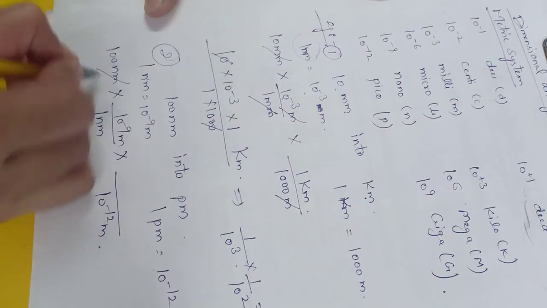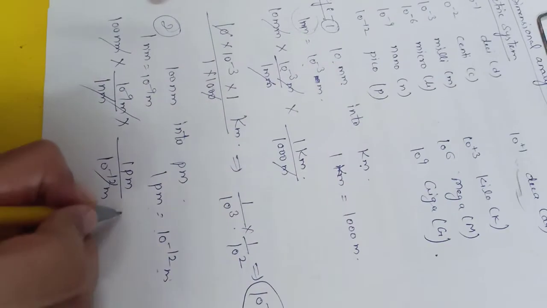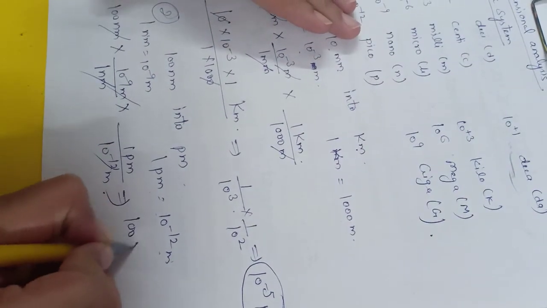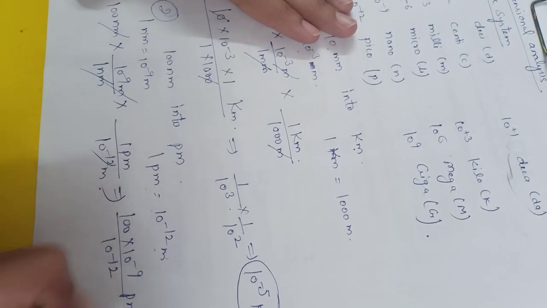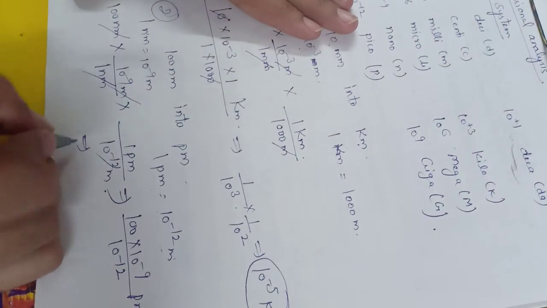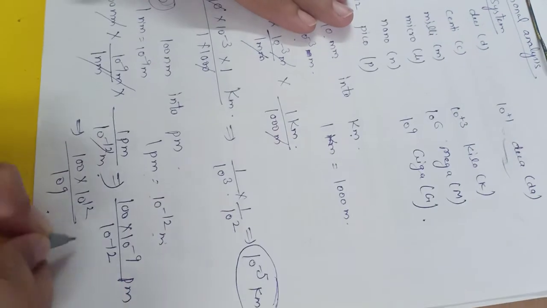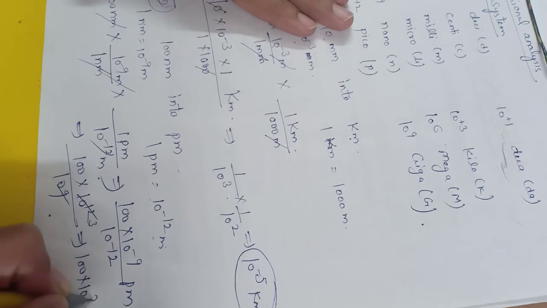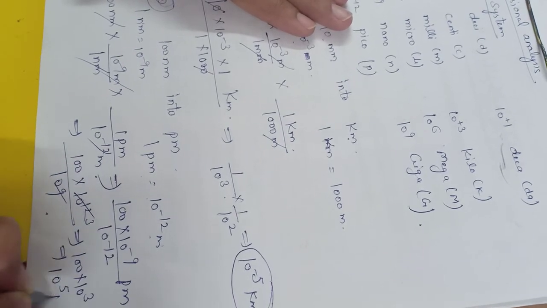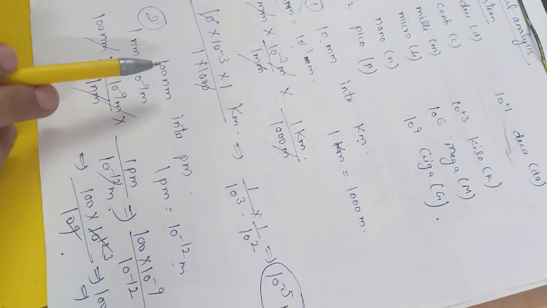Meter must be in the denominator because we have to cancel it, and 1 picometer will come here. Now we get 100 into 10 to the power minus 9 divided by 10 to the power minus 12 picometer. After calculating, 10 to the power 12 over 9, we get 100 into 10 to the power 3, that means 10 raised to the power 5 picometer. So 100 nanometer is equal to 10 to the power 5 picometer.